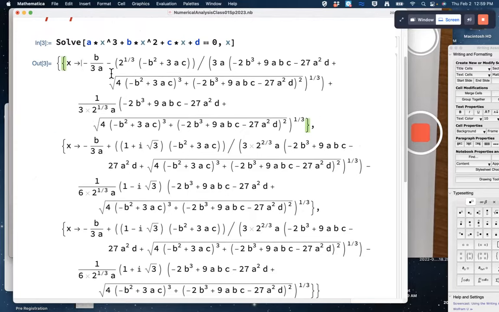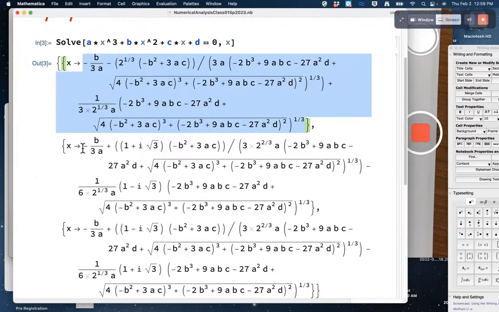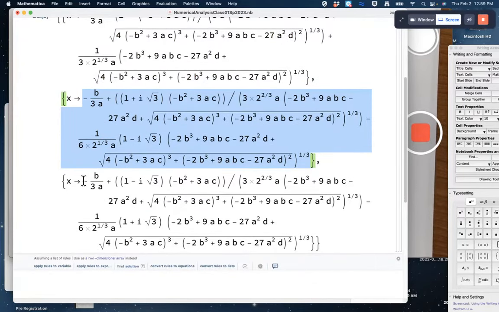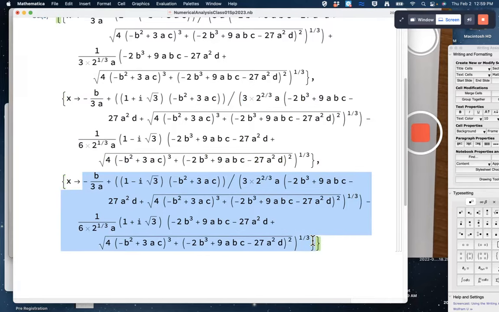There are three solutions here. Here's the first one right there. Here's the second solution right here. And here's the third solution right there. Whoa. Yeah, we don't want to write it down, but it does exist.